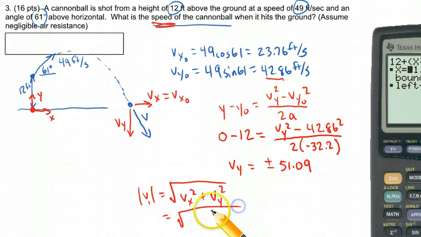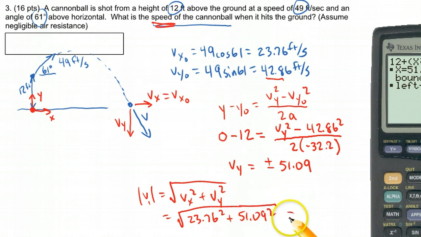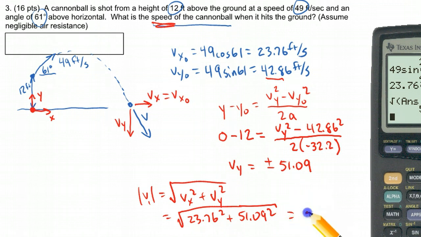So that's going to be the square root of 23.76 squared plus 51.09 squared. That totals 3174, and the square root of that is 56.34 feet per second. So that's the V, 56.3.